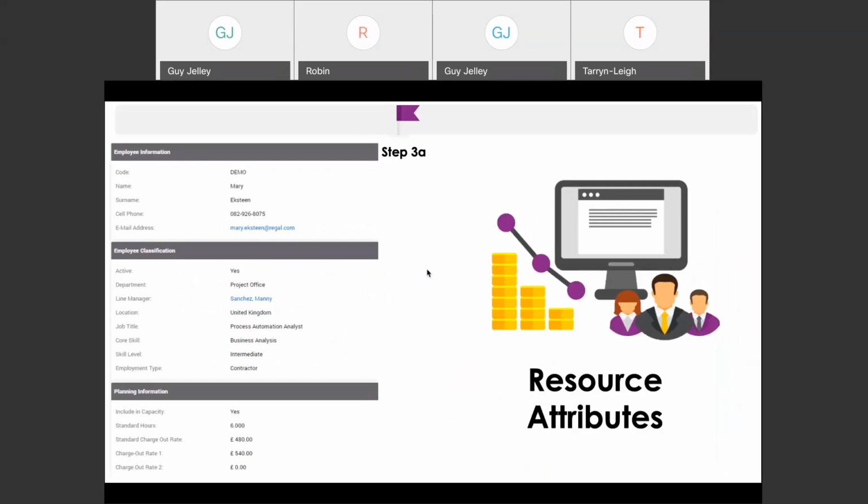Here's a good example of some good resource attributes. We have all the resource contact details, but then we have some good classifications around what department they belong to, the location, the job title, their core skill, their skill level, their employment type, and we even go as far as looking at their charge-out rates and recovery rates and those type of things. So, the more attributes you have, the richer the data set will be. But once again, don't boil the ocean. Start simple. Make sure you focus on the right resources, and then over time you can grow it into the other areas.